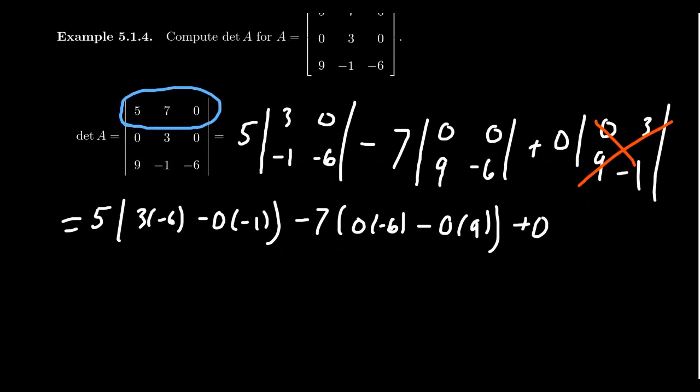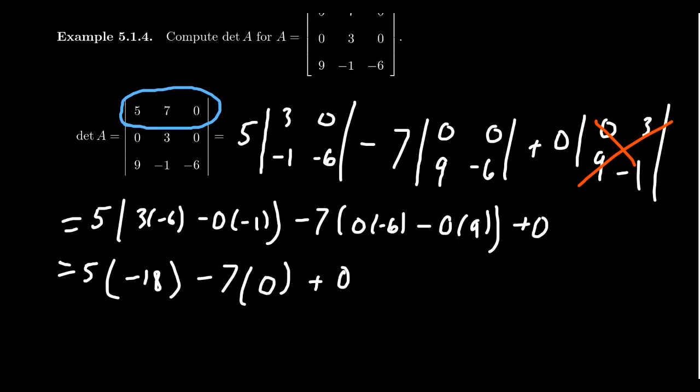All right. If we continue with this calculation, we get 3 times negative 6, which is negative 18. Then you get minus 0 times negative 1. That's just 0. We can subtract 0 if we want to, but really, I'm just going to leave it as negative 18 right there. Then we get negative 7 times, well, 0 times negative 6 is 0, and 0 times 9 is also 0. So if you subtract that, you still get 0. And then we had a plus 0 from before. Because of the zeros, you get another product of zeros, and that zero just goes away. We just have to do 5 times negative 18, which gives us negative 90, which is the determinant of this matrix.